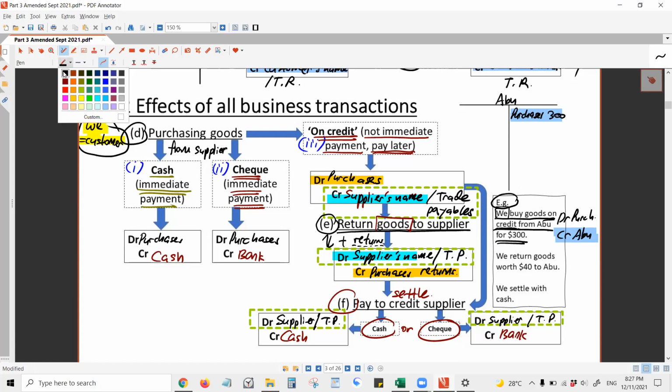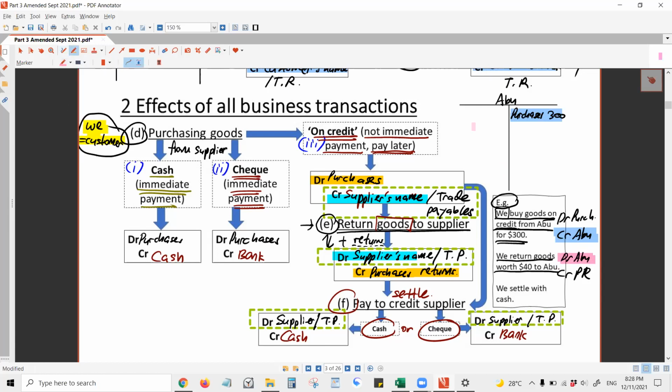Yeah, and then next line of the example. We return goods worth $40 to Abu. So what are the double entries? Look at transaction E that you learned just now. We should debit Abu, credit purchases returns, right? Again, listen carefully. Debit Abu means go to Abu account, debit side, write the number there first. If you follow this technique, for sure you will not make mistake. Ready? Write number first. Okay, 40. Detail is the name of the other account. Write purchases returns here. I don't have enough space, so I write in short form. Don't write short form in the exam.